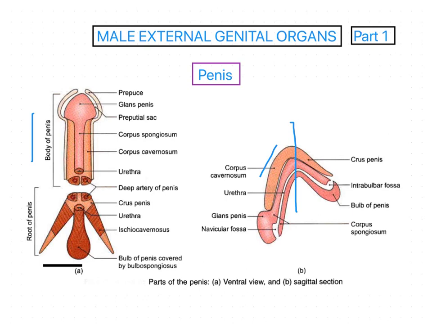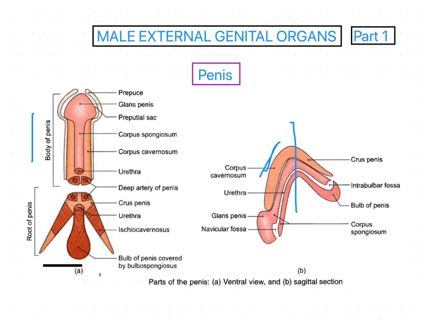The root of the penis is called the fixed or attached portion, and it is situated in the superficial perineal pouch. And this one is the body, or free portion, of the penis. Now we'll discuss the root of the penis and the body of the penis.